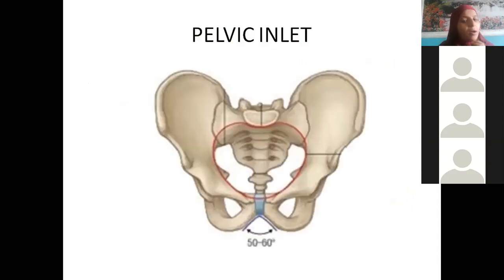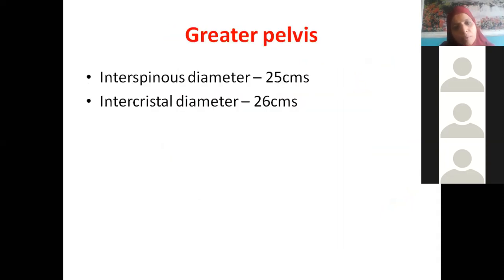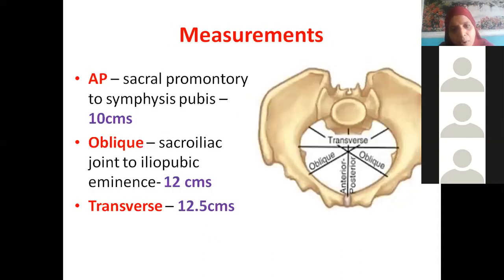Ma'am, can you repeat the oblique diameter once again, please? It's written here, beta. From the sacroiliac joint of the right side to the iliopubic eminence of the left side. From the sacroiliac joint of the left side to the iliopubic eminence of the right side. Ma'am, isn't that the ischiopubic eminence? No, ilio, beta. This is the ilium bone, this is the pubic bone, so it is the iliopubic eminence.